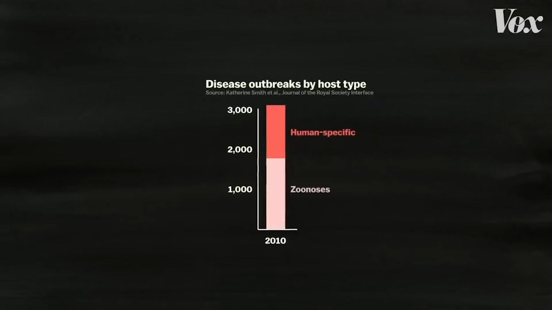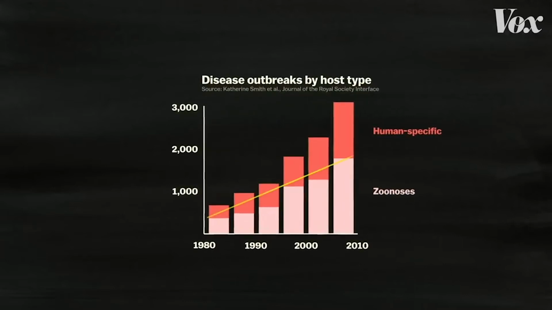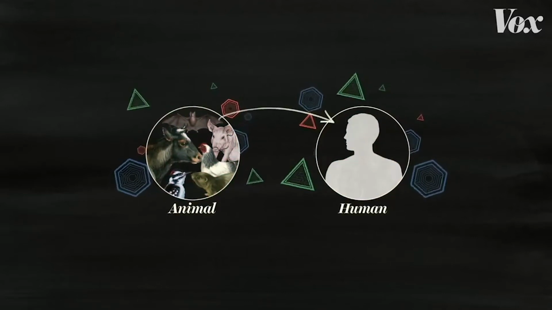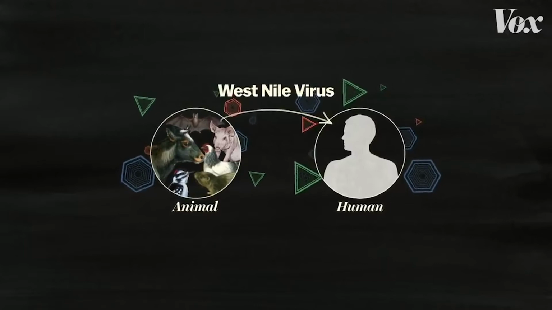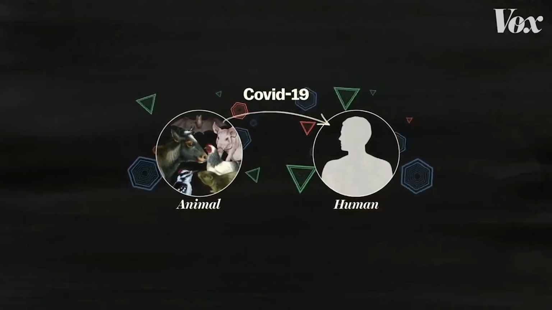Scientists looked at the number of zoonotic diseases in the last few decades, and the number has been increasing drastically. A zoonotic disease is when a pathogen jumps from an animal to a human. Examples of such diseases include West Nile virus, Ebola, and COVID-19.